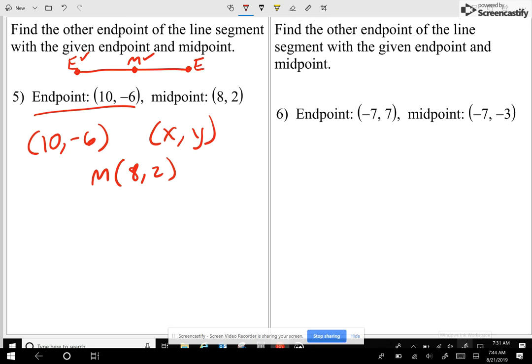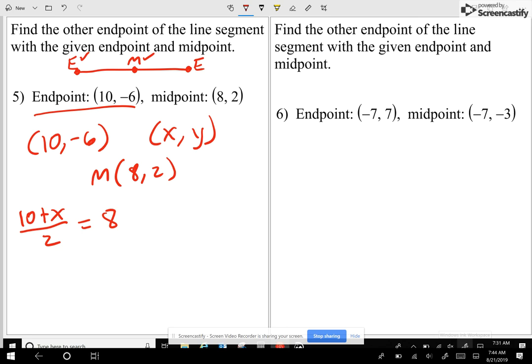We know the midpoint. So to solve for x, I'm going to go 10 plus x, adding the x values of my endpoints, divided by 2, and that should equal 8. That makes sense? I'm adding the x values of the endpoints, 10 plus x divided by 2, and that should give me the x value of the midpoint.